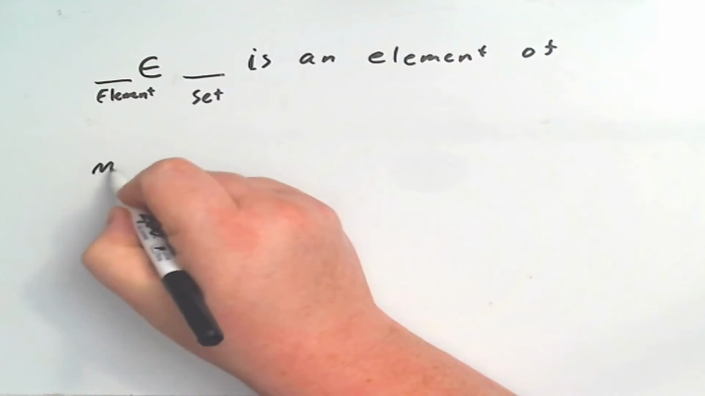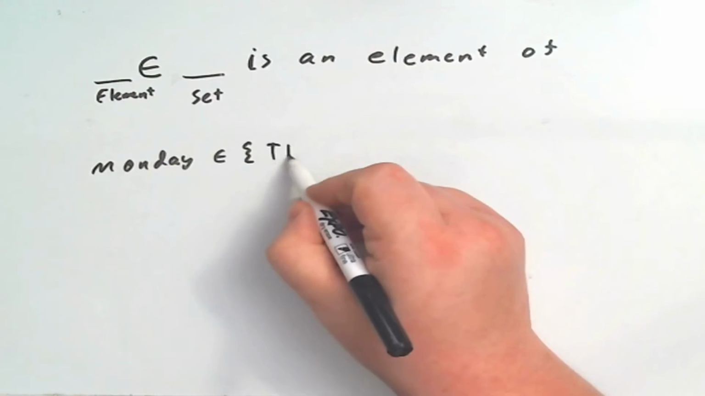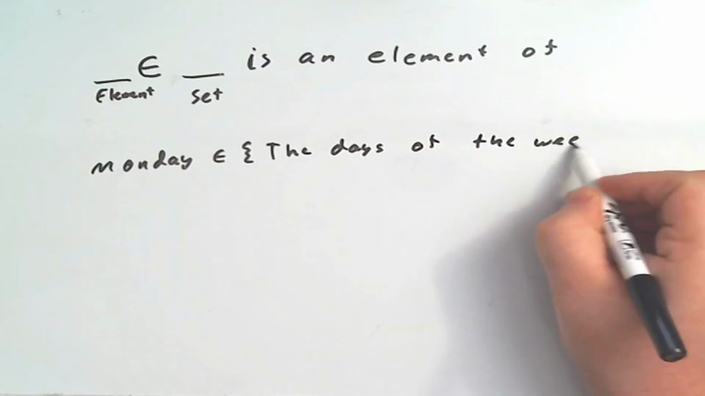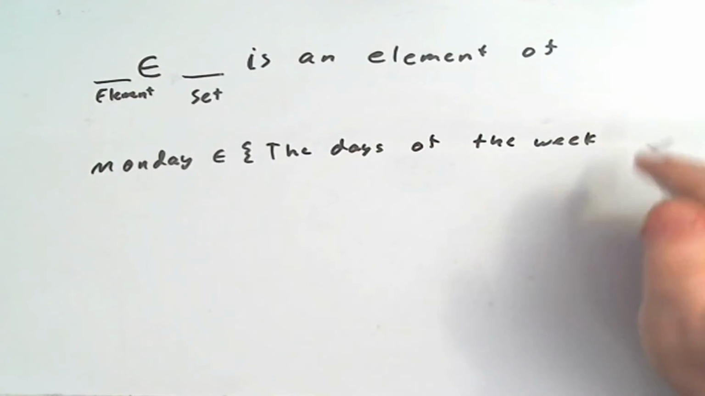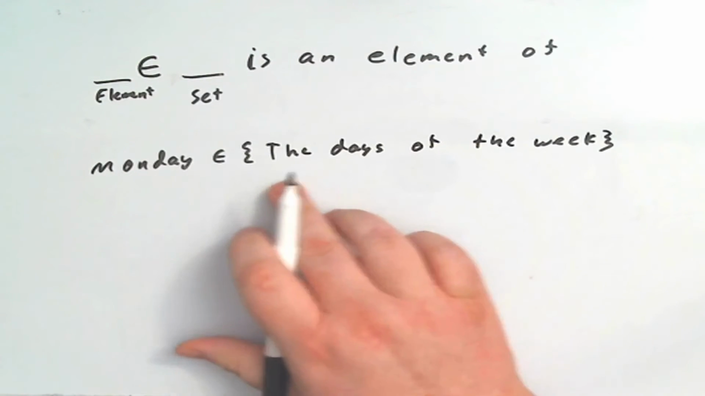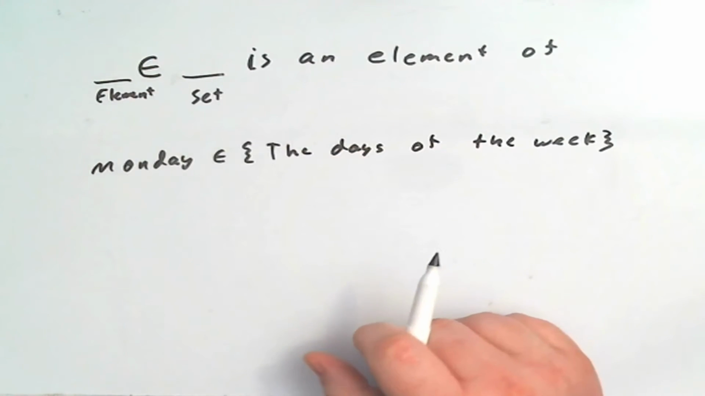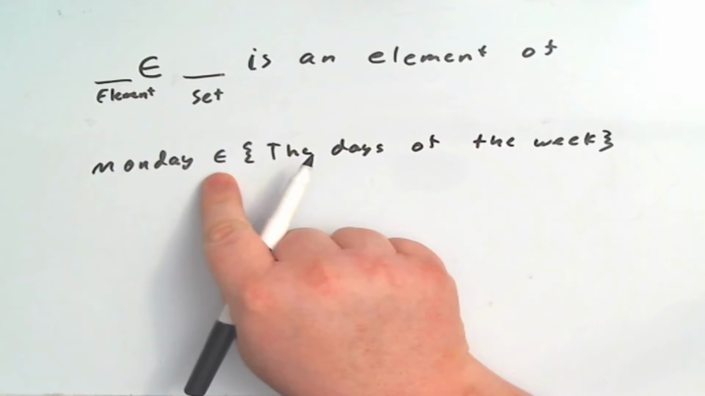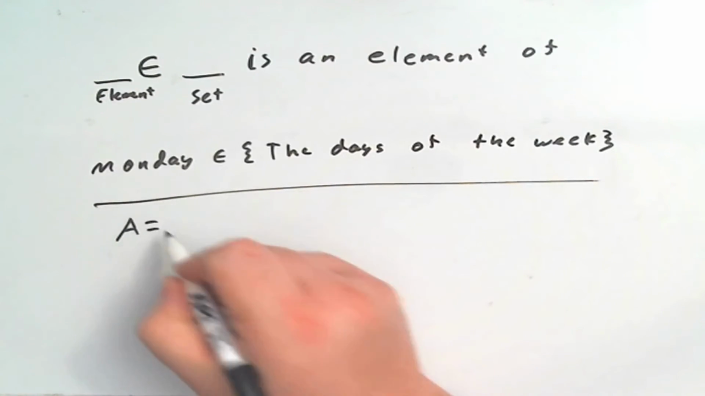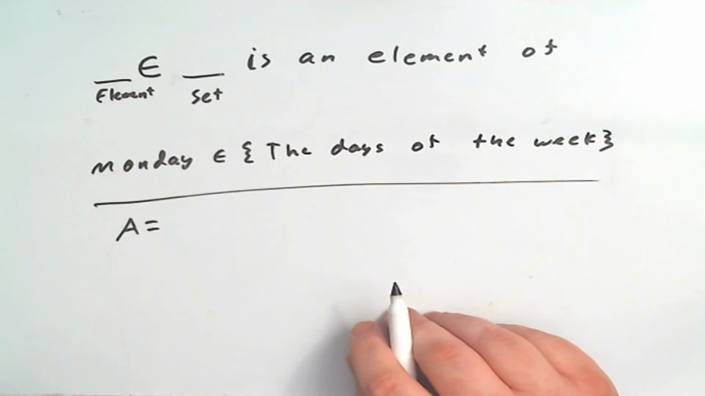So for example, Monday is an element of the set, the days of the week. Okay, so Monday is an element of the days of the week, or I could write out the days of the week as well. You'll see this symbol used a lot when we're talking about elements of sets. Or another example is, suppose I define A to be a set, right? A lot of times we call sets by specific letters so we can reference them a little easier without having to write the set every time.